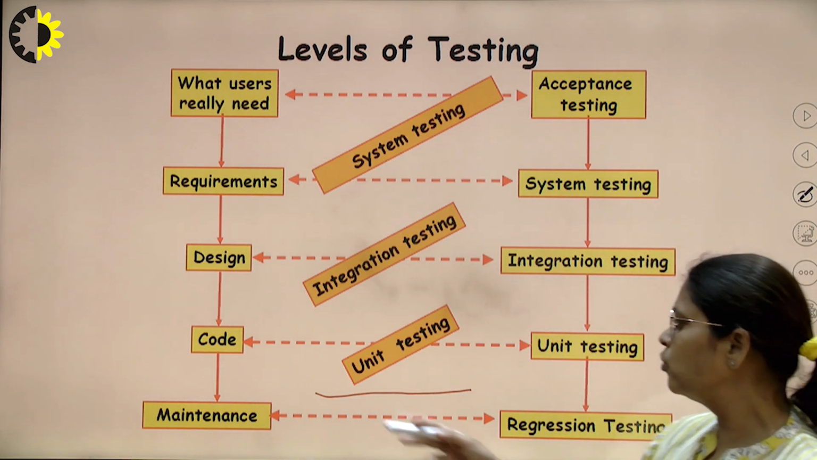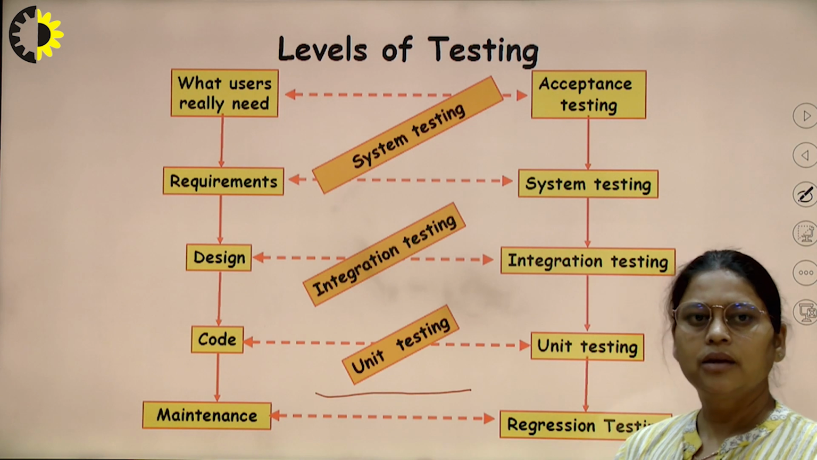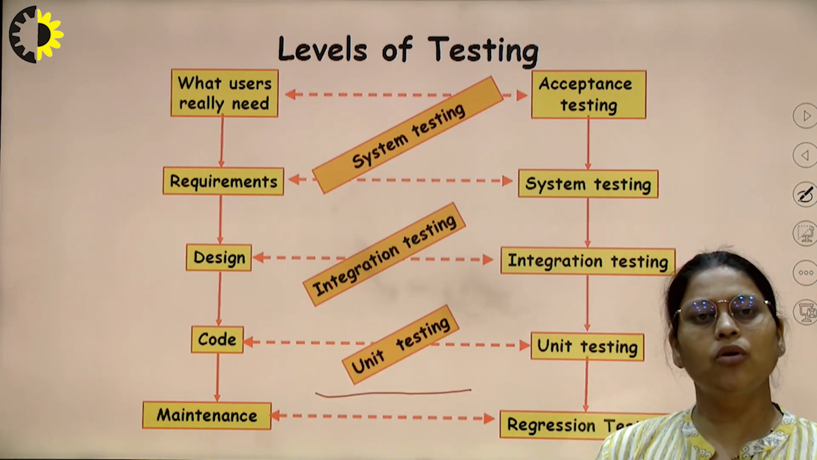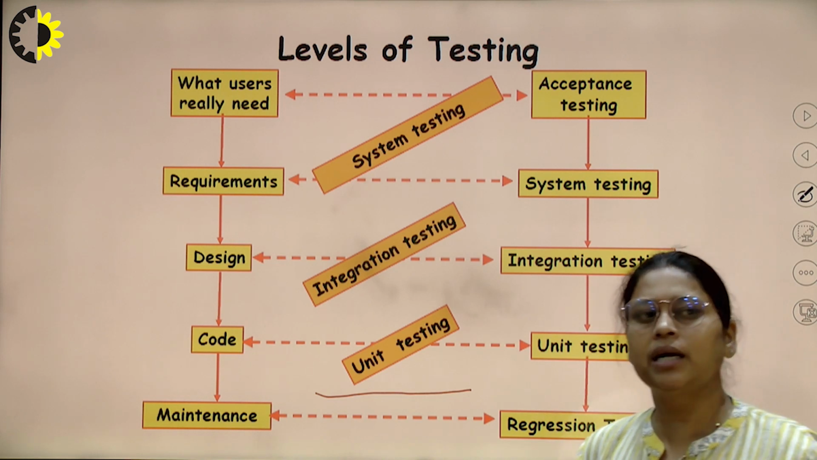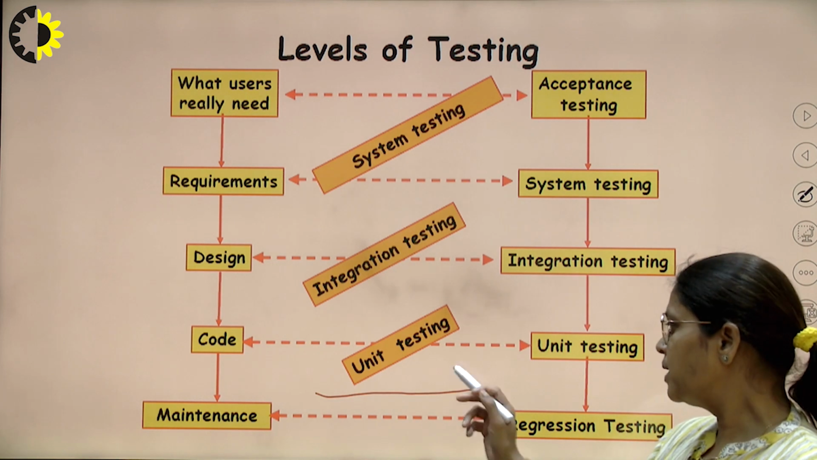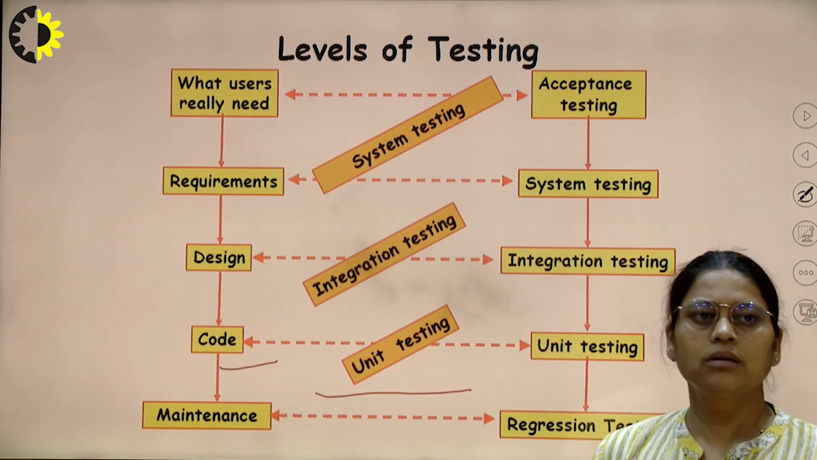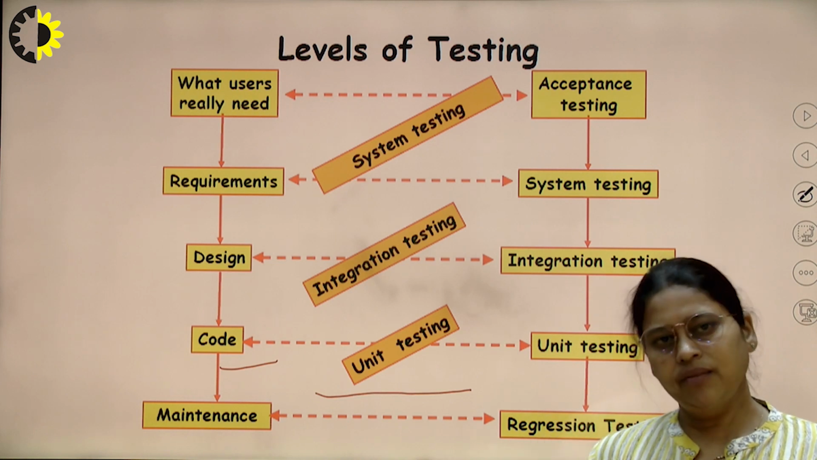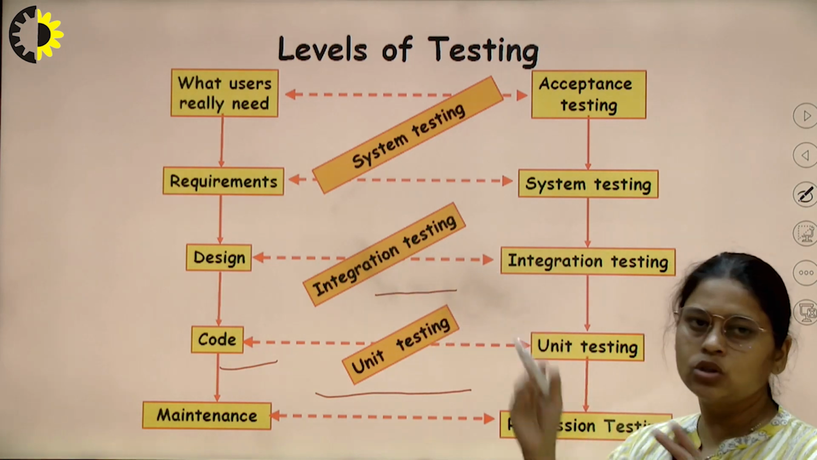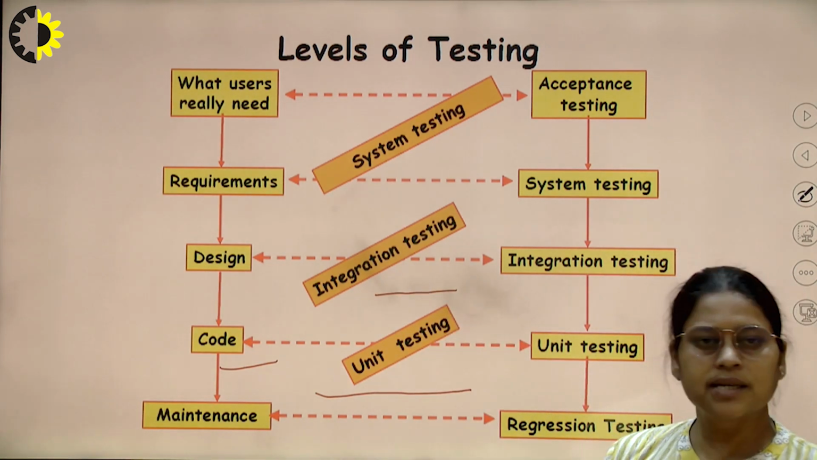Once we implement the code, we perform unit testing. Once all the modules are implemented individually or independently and tested independently, then we go for integration testing. Basically, unit testing verifies the code. And once the code is verified, then we have to verify the whole software. So, now we perform integration testing.